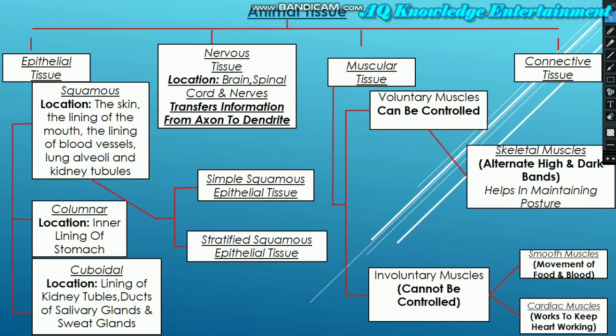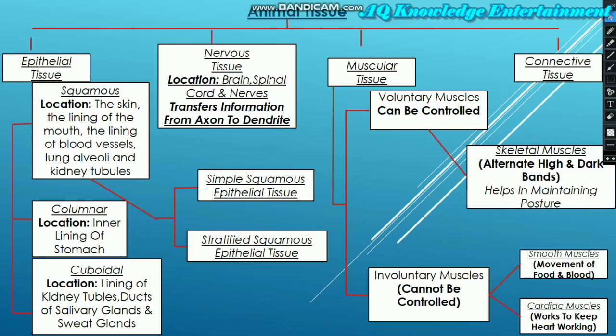First of all, animal tissue is basically divided into 4 types. The first type is epithelial tissue, the second is the nervous tissue, the third is the muscular tissue, and last but not least, the connective tissue.